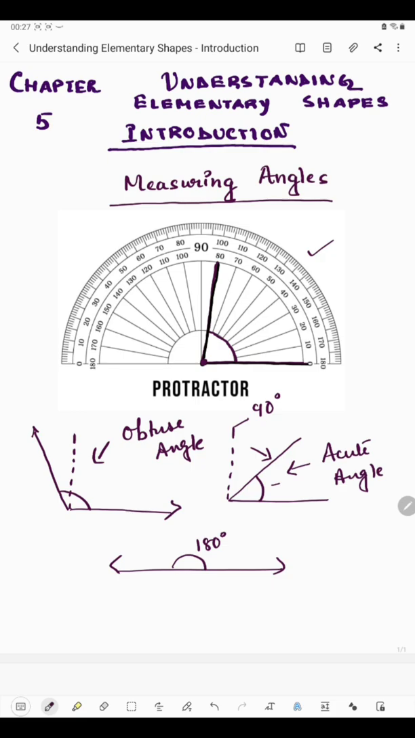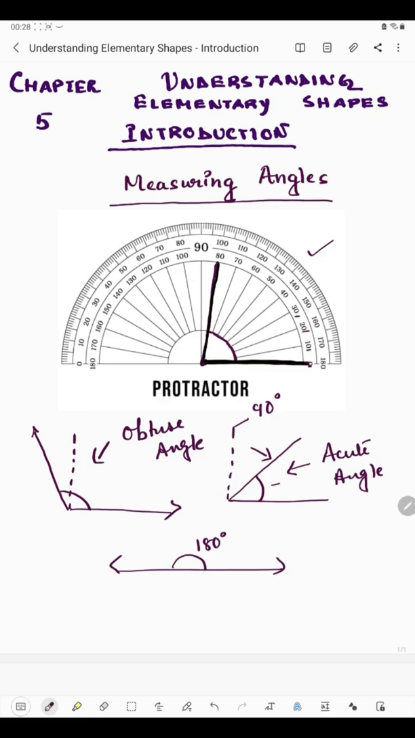Now step number 2 is the baseline. The baseline of the protractor is along the arms of the angle. See, this is the arm of the angle and this is the base of the protractor, okay? Now after placing it, we will start measuring. Now see, this is 0 degrees, 10 degrees, 20 degrees, 30 degrees. We will not see the upper part.